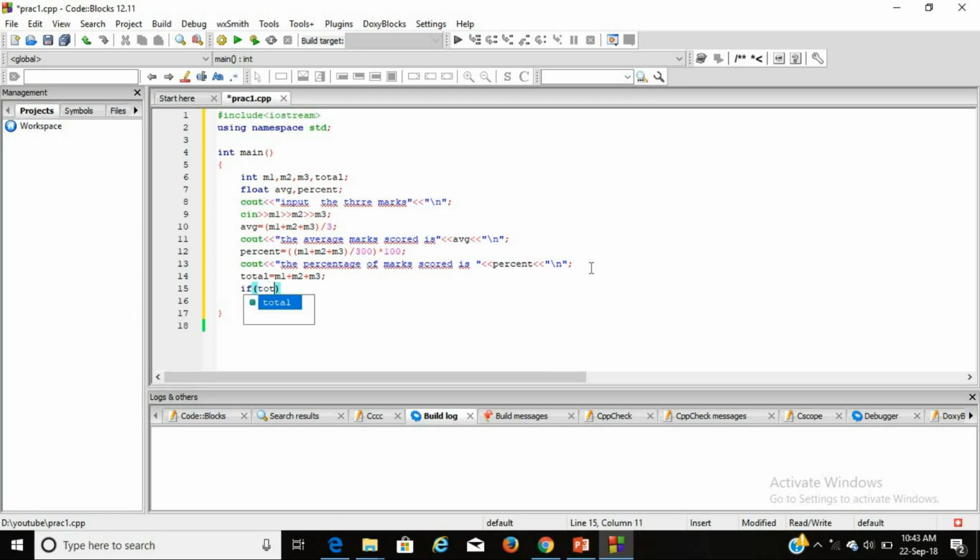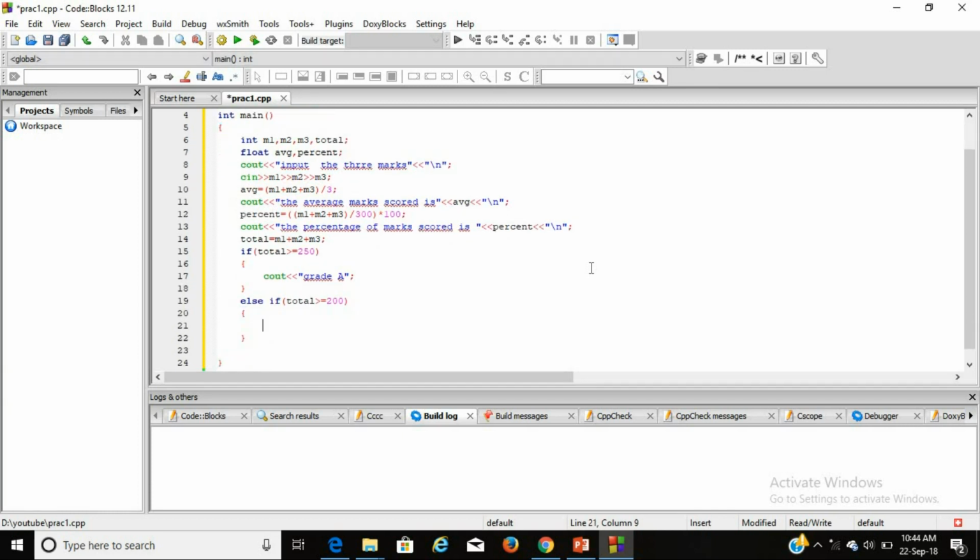If total is greater than or equal to 250, right, we print cout, what do we print? Grade A. Else if total is greater than 200, cout grade B.